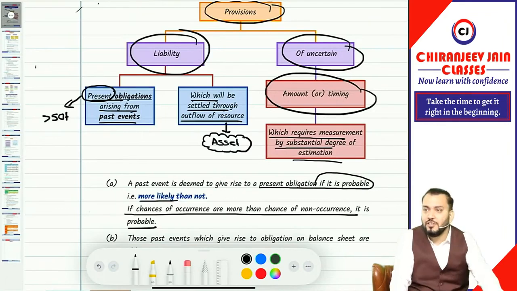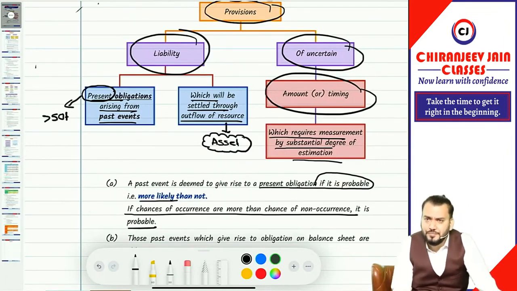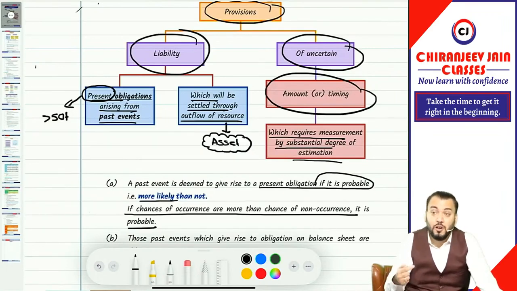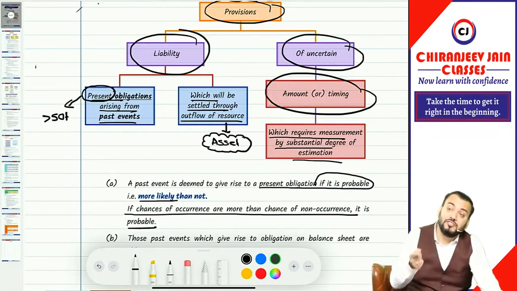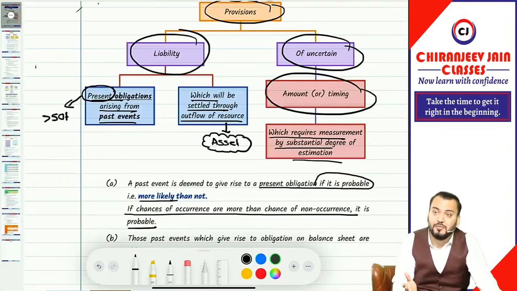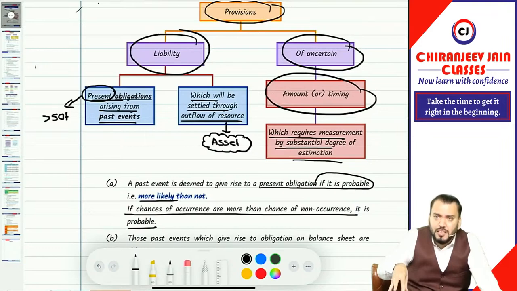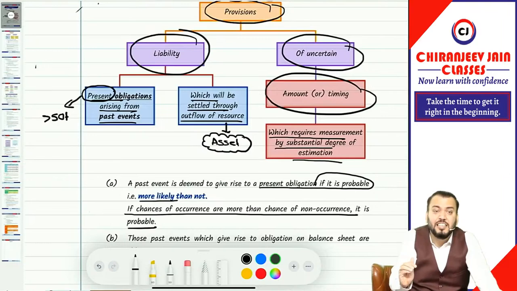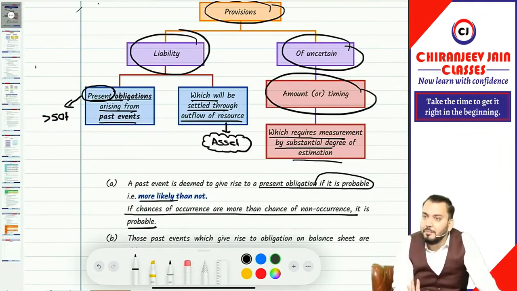A simple example, debentures. Debentures are liability or it is not a liability? We know debentures are liability, but you have not applied the definition right now. You are saying liability because till now you have done debentures as liability only. Now apply the definition first. Debenture is a present obligation arising from past event. Once you have issued debenture, there is a condition that it will be repaid after 5 years, 10 years, 15 years. So of course there is a present obligation arising from past event which will be settled through outflow of resource. Therefore debentures are liability, no doubt.